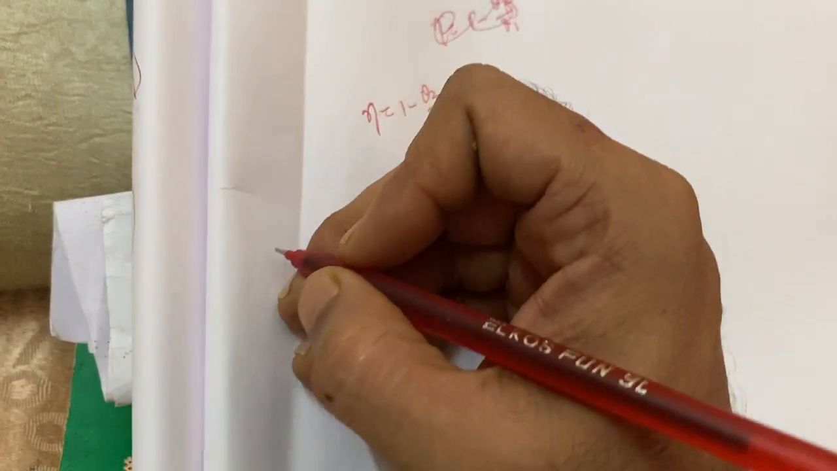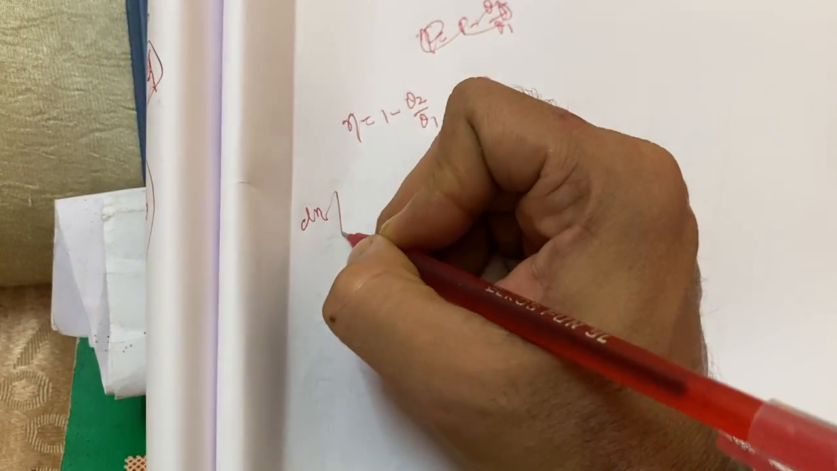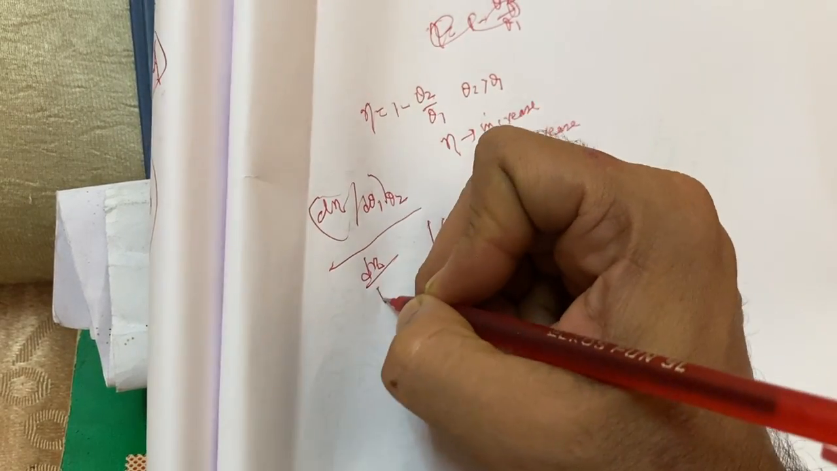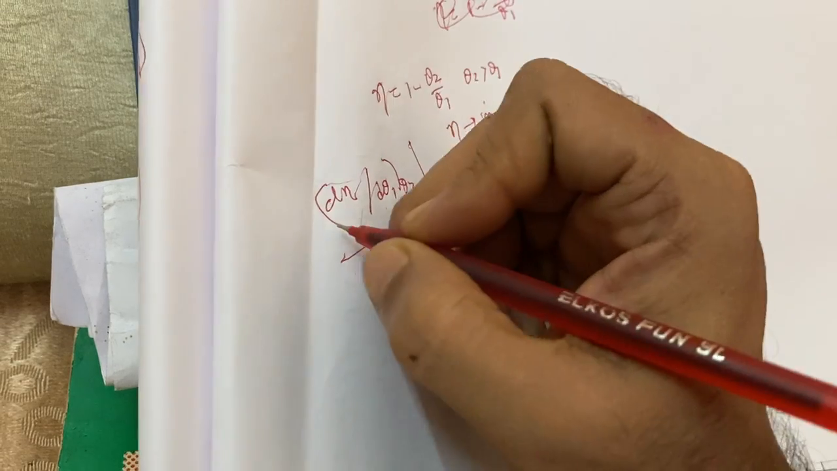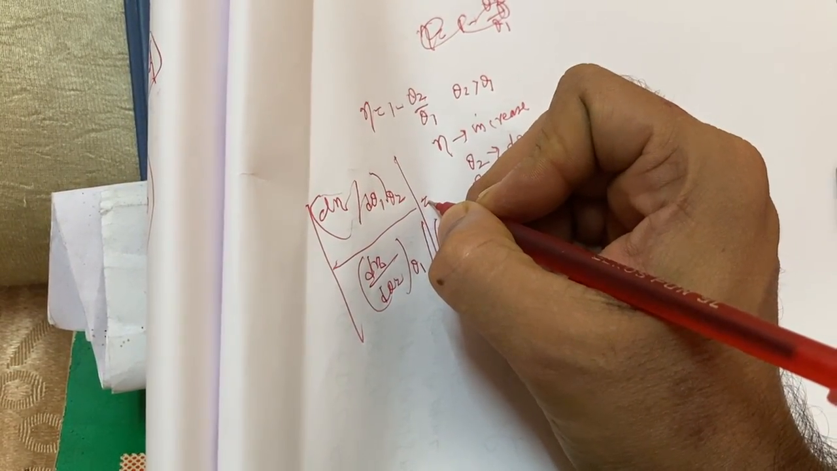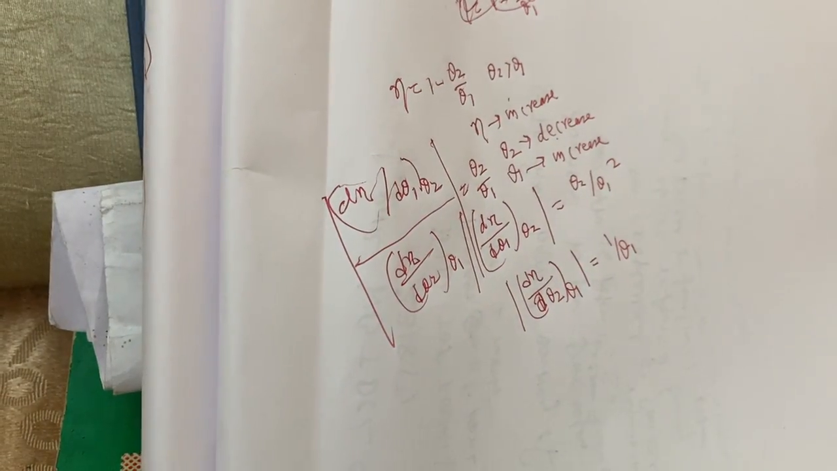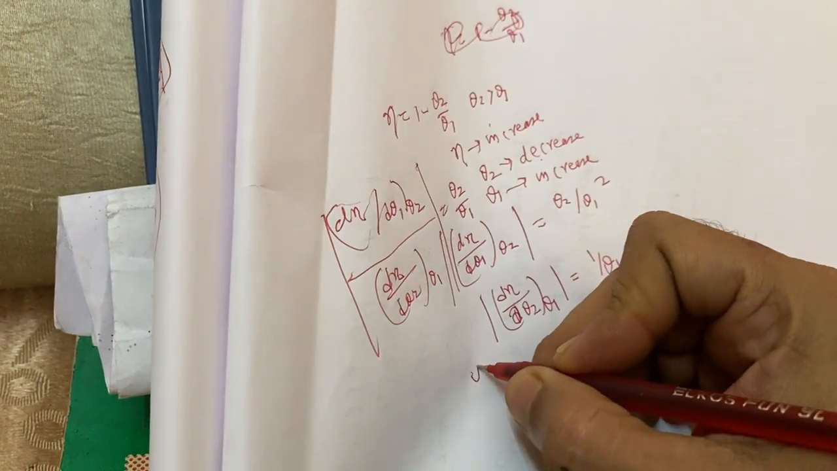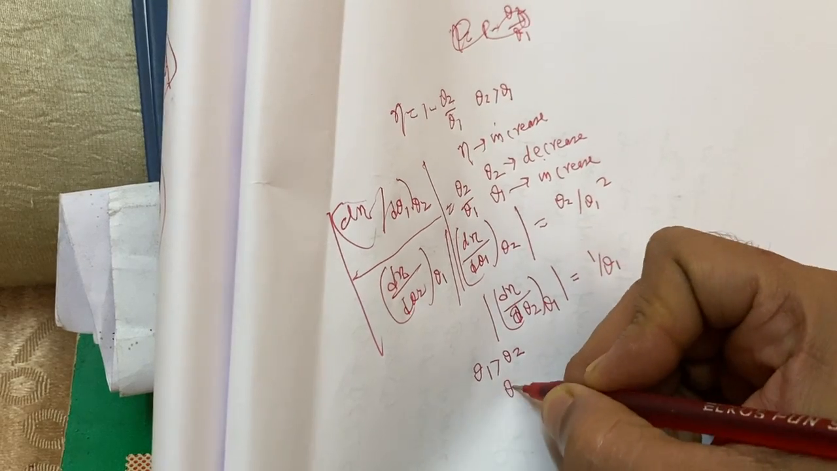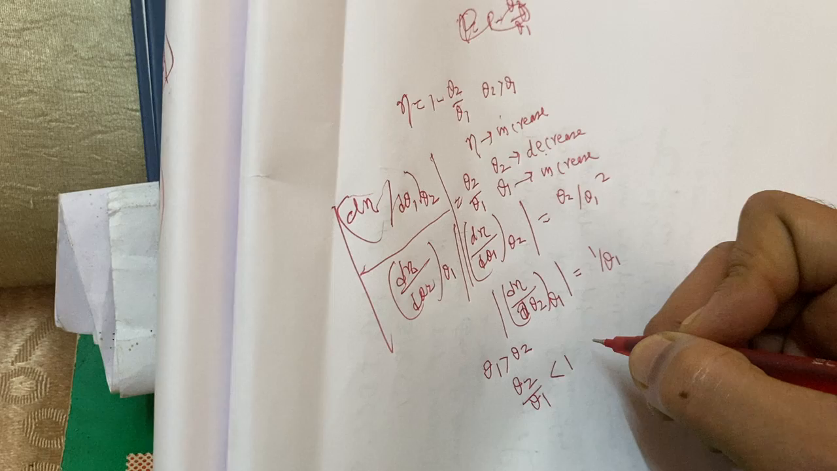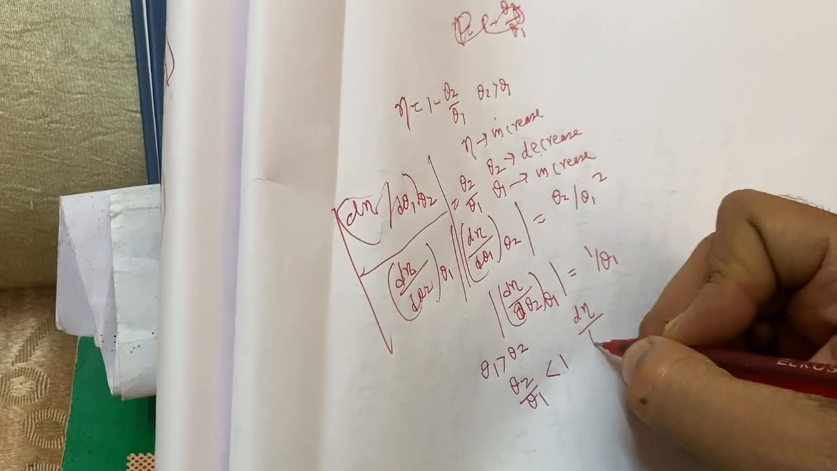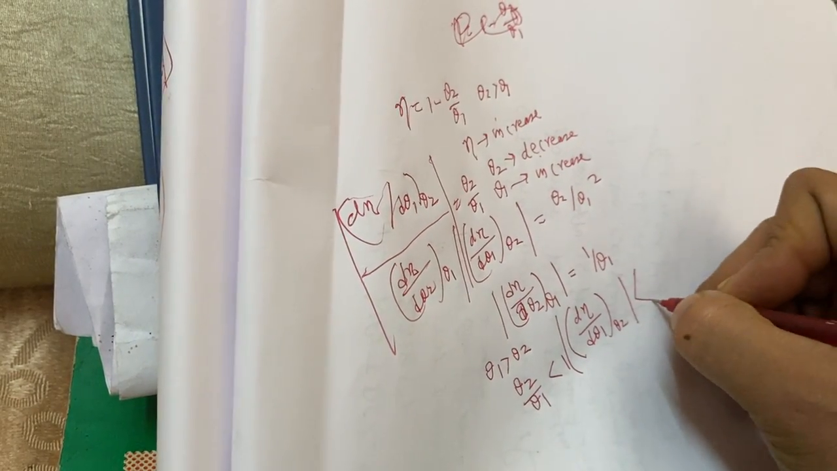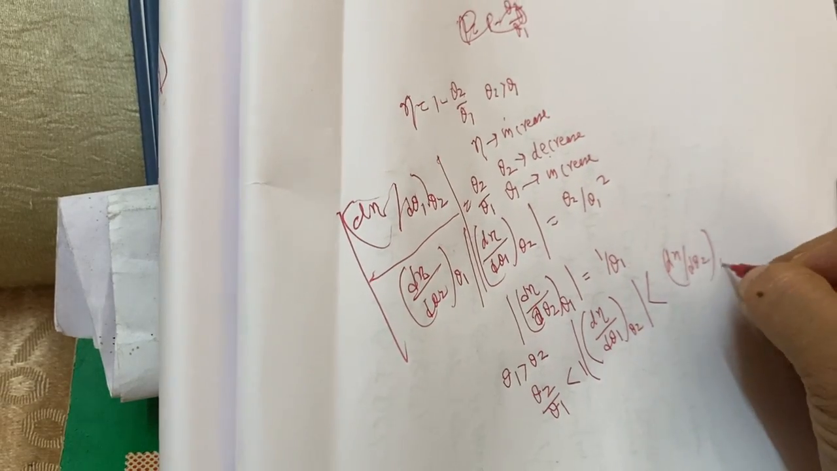So, d eta by d theta 1, keeping theta 2 constant, by d eta by d theta 2, keeping theta 1 constant, take the mod, I will get theta 2 by theta 1. Just doing the ratio. Again, theta 1 is greater than theta 2. That means theta 2 by theta 1 is less than 1. That means d eta by d theta 1, keeping theta 2 constant, is less than d eta by d theta 2, keeping theta 1 constant.